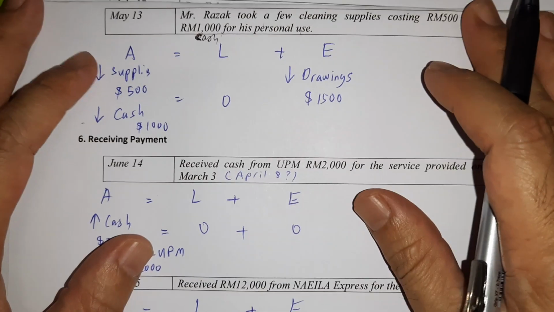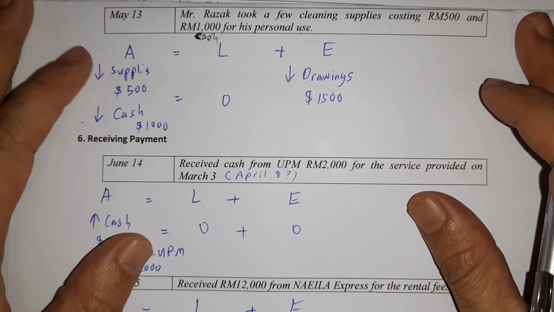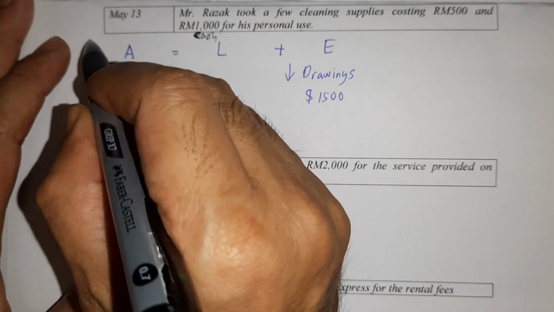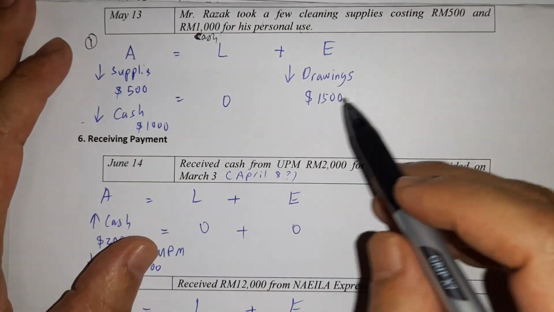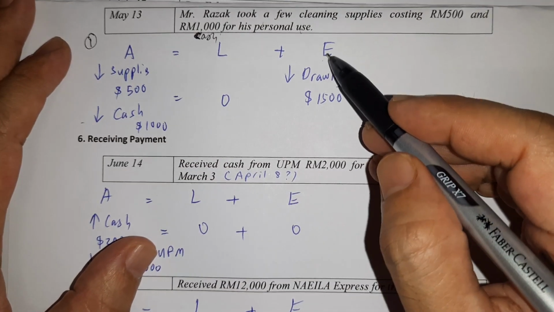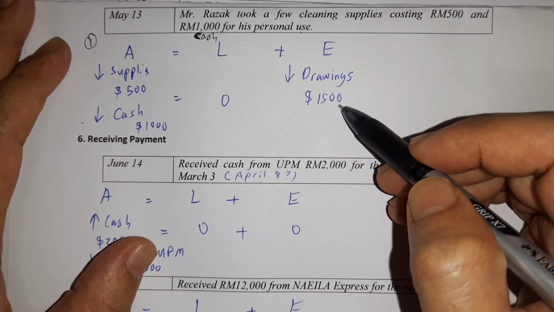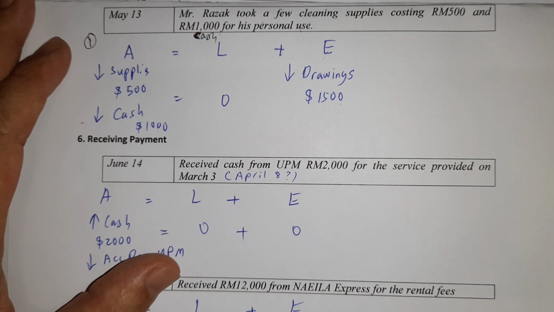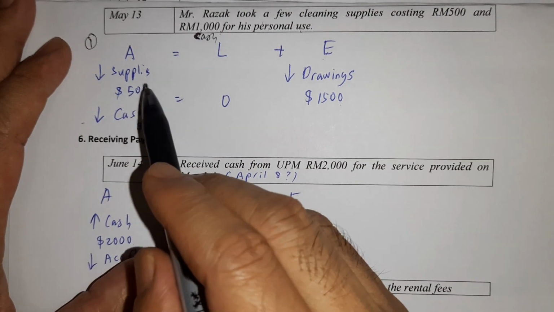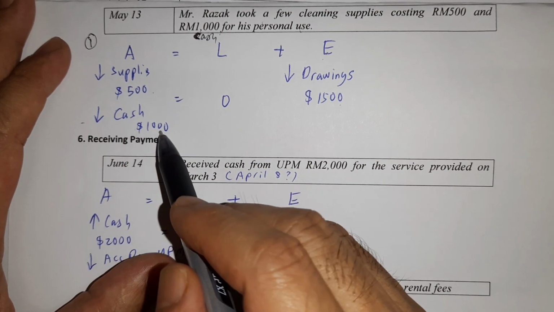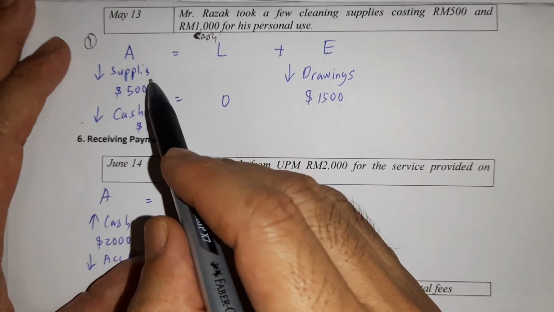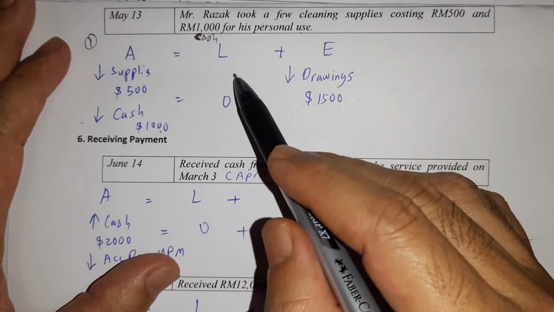Okay, cash. So what happened to the accounting equation? When the owner does the drawing, equity decreases. Equity decreases, the account is drawing. The total drawing is 1,500. The owner took two things: supplies 500, cash 1,000. So this is the effect of this transaction on the accounting equation.